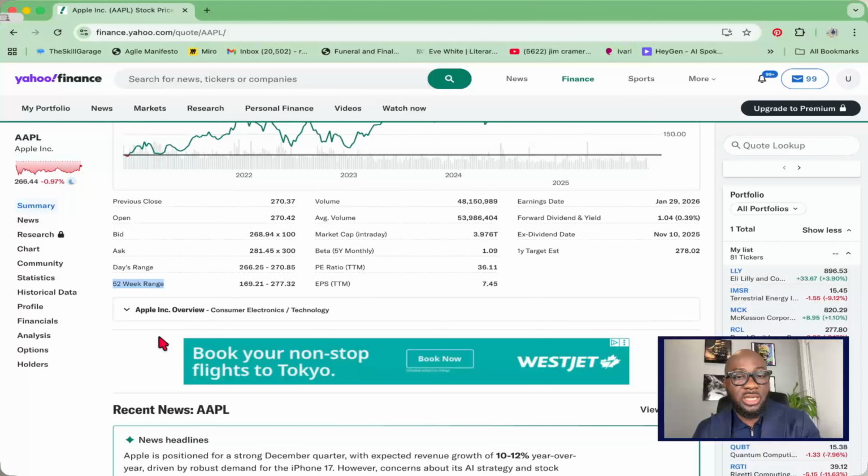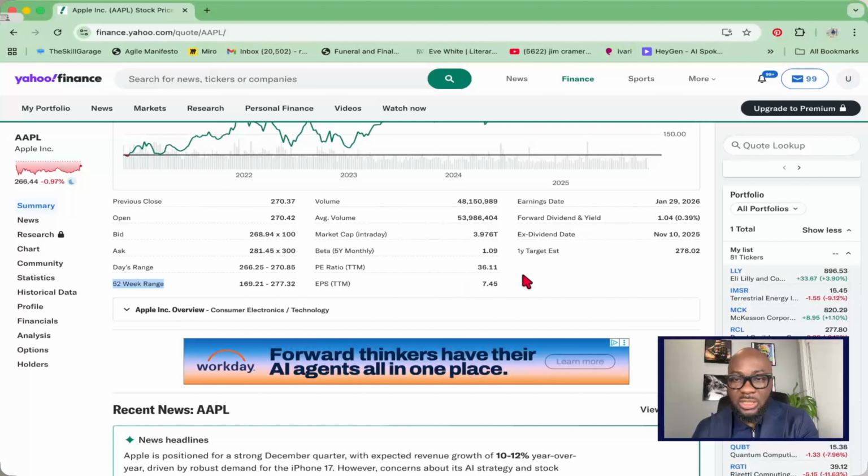That's the price to earnings ratio. For beginners, you don't want to look at that a lot, but you can also do your research and look at it if you feel like. The earnings per share ratio tells you how much the shareholders earn for every share they hold. That's not something we're going to pay much attention to today.